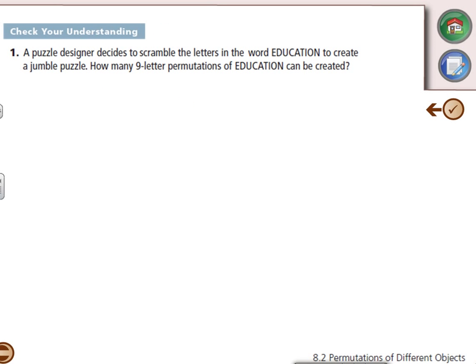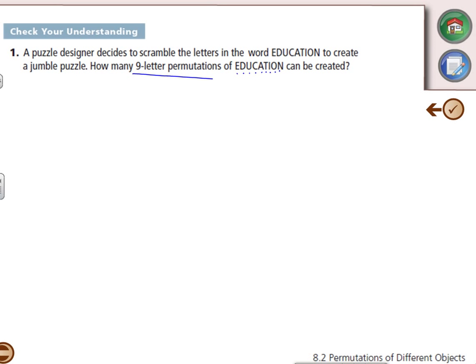All right, we got a puzzle going here. We're going to scramble the word education and make a jumble puzzle and then figure out what it is saying. How many 9-letter permutations of education can be created? Well, we're using all the letters: 1, 2, 3, 4, 5, 6, 7, 8, 9. There's 9 of them to begin with, and we're using all 9 of them.